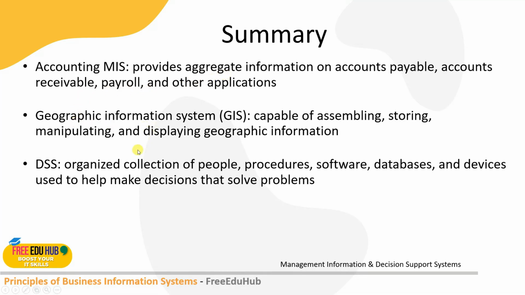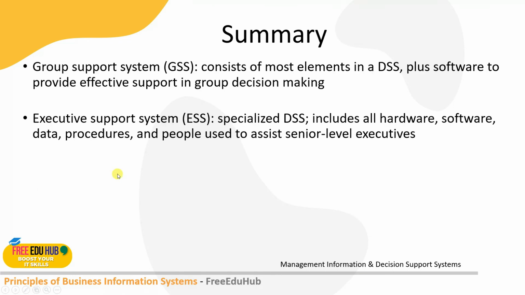Group support systems consist of most elements in a DSS, and executive support systems are specialized DSS that include hardware, software, data, procedures, and people, and are used to assist senior level executives. So that brings us to the end of the chapter, which is talking about management information and decision support systems.